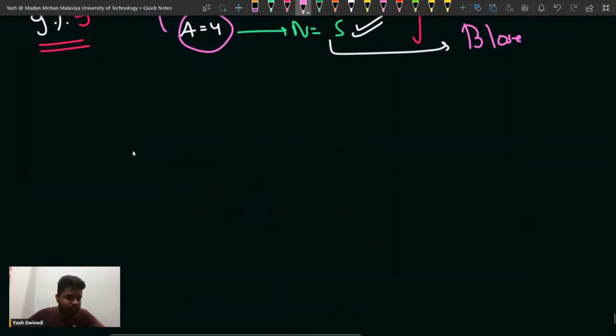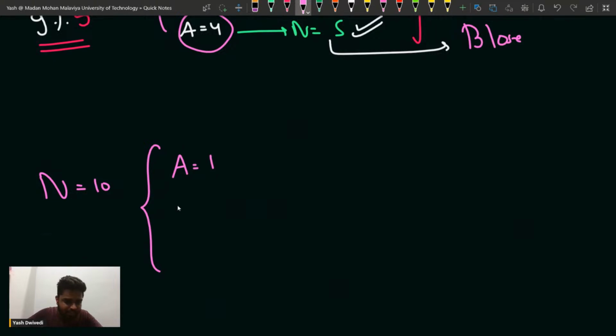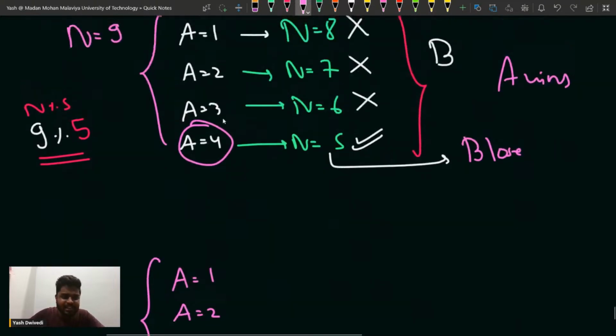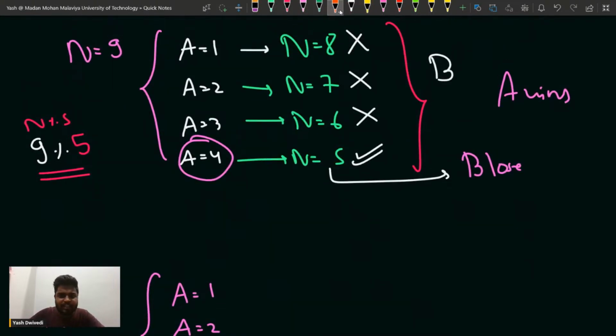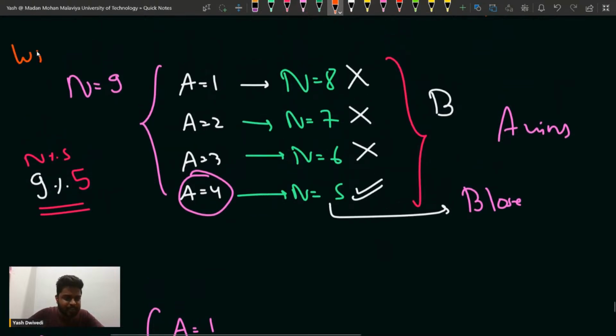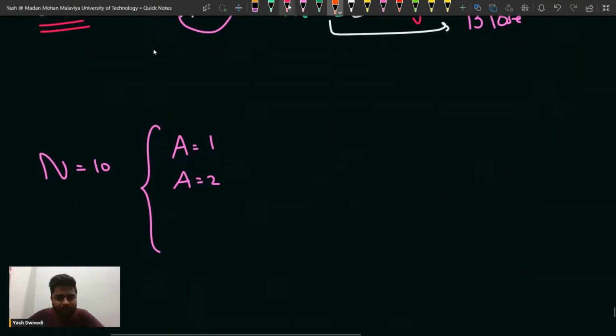Now let's check it for the case 10 also. Suppose that n is equal to 10. In this particular case, what is going to be the scenario? If n is equal to 10, a can pick 1, or so on. 9 is a winning state, right? If any player gets 9, that is a winning state, because any player who gets 9 is going to win. Then I will take a is equal to 3, then I will take a is equal to 4.